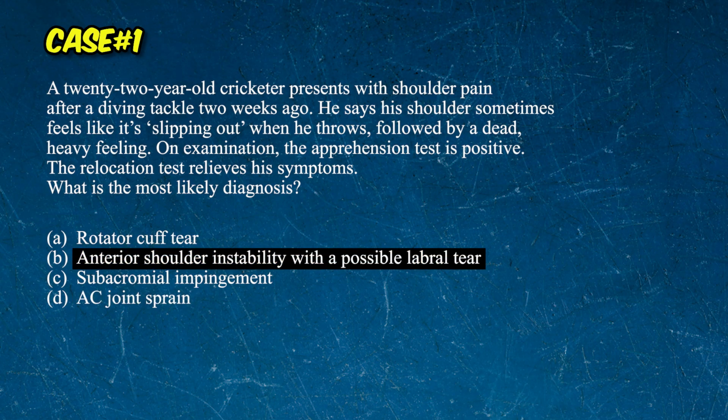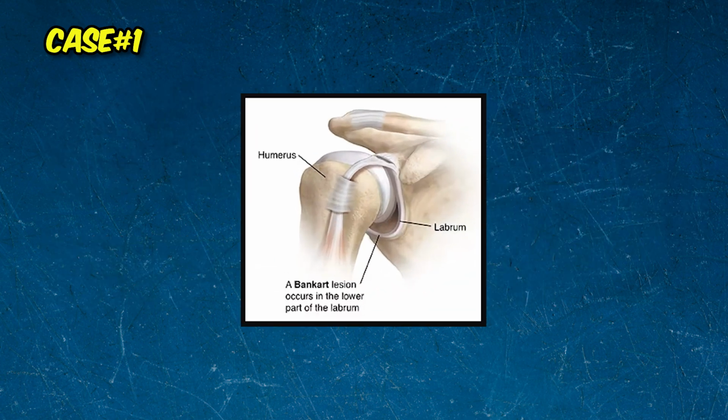Option B, anterior shoulder instability with a possible labral tear. Now let's understand the basic concept. When the shoulder dislocates or subluxes anteriorly, which is the most common direction, the labrum at the front of the socket can tear. This is called a Bankart lesion.